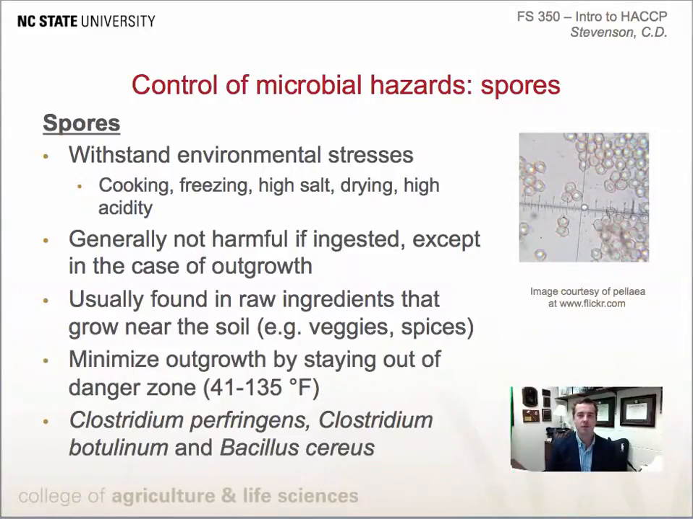So, to keep spore-forming bacteria from changing to the dangerous vegetative state, or to prevent outgrowth, it is critical that hot foods be maintained at 135 degrees Fahrenheit or above, and cold foods be maintained at less than 41 degrees Fahrenheit. This is where the temperature danger zone concept comes from. Important spore-forming pathogens include Bacillus cereus, Clostridium perfringens, and Clostridium botulinum.